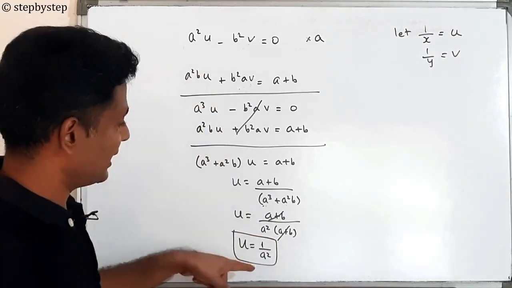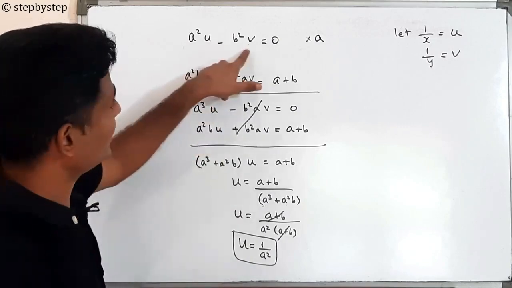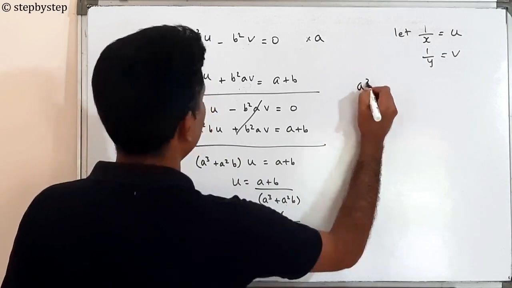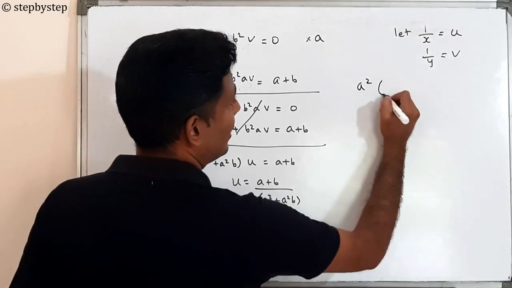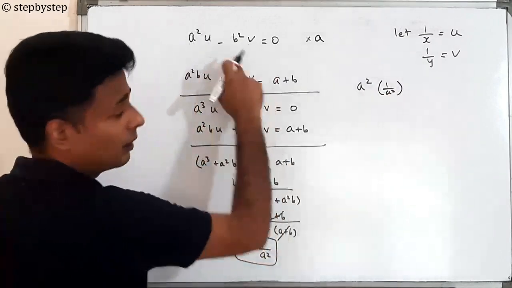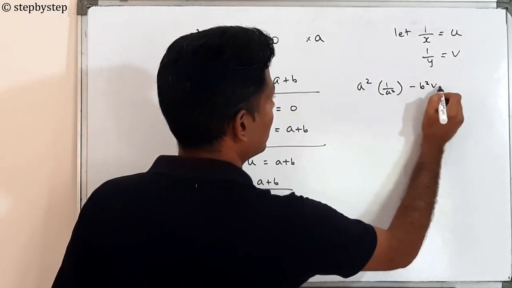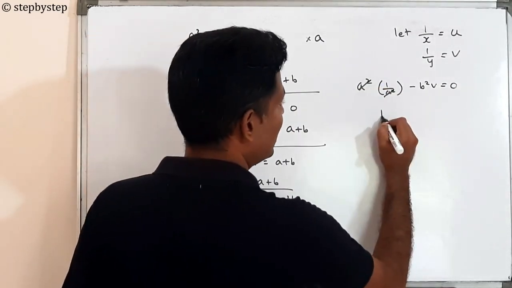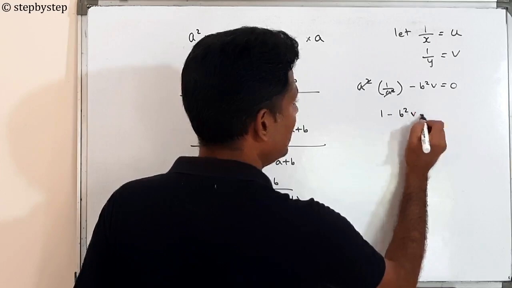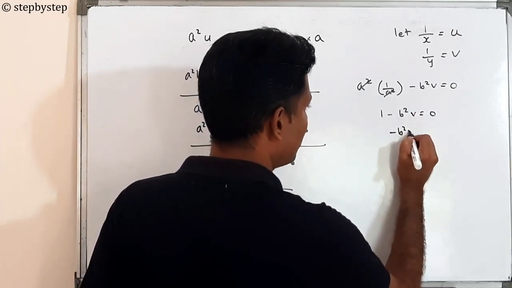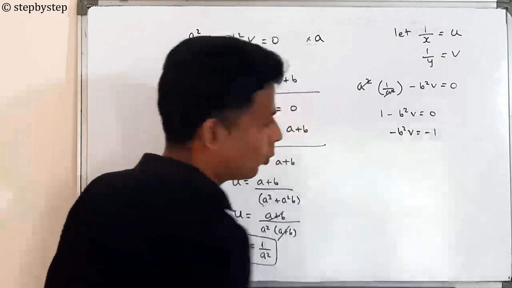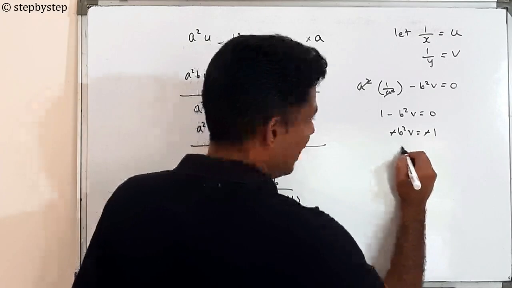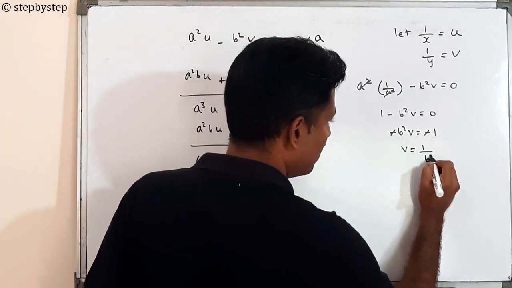Now using one of the equations, I can find the value of v. I'll use the first equation. So what will I get? a square u, that is u is 1 by a square, from here minus b square v equal to 0, right? a square cancels, we'll get 1 minus b square v equal to 0. So minus b square v equal to minus 1. We get 0 minus 1, that is minus 1. Minus minus signs will cancel and we'll get v equal to 1 by b square.